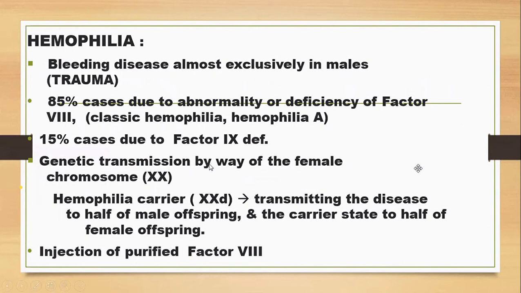Genetic transmission is by way of the female X chromosome. The hemophilia carrier, XXd, transmits the disease to half of the male offspring and the carrier state to half of the female offspring. Okay, and this is quite an expensive disease because you need injections of purified factor 8, and this is quite expensive.